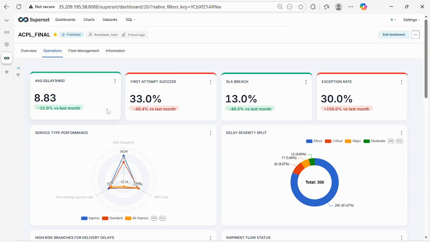Next is the SLA breach percent. This shows the percentage of shipments that missed the committed delivery time. It helps us track how often we are not meeting the service expectation.